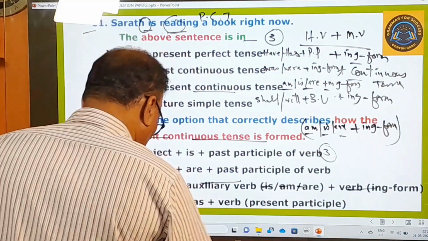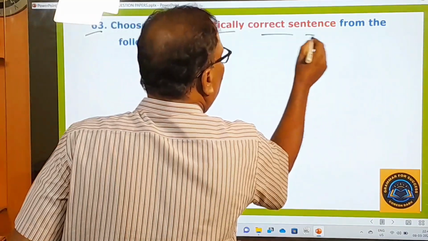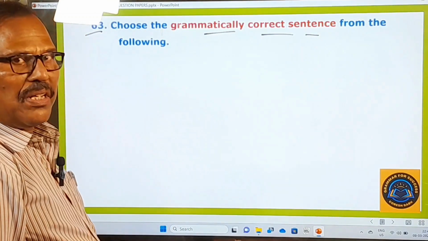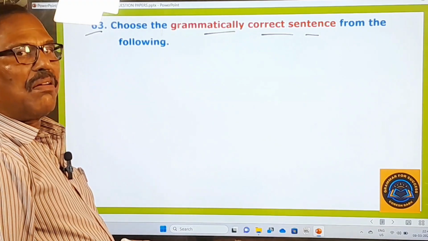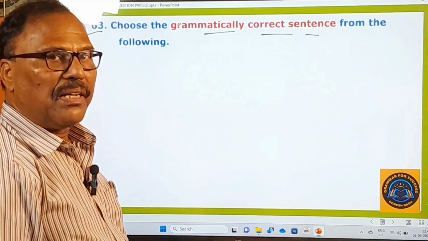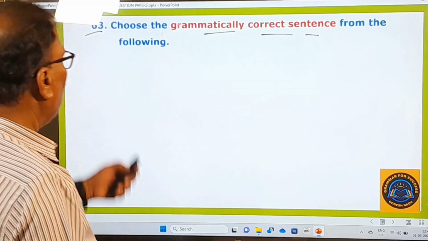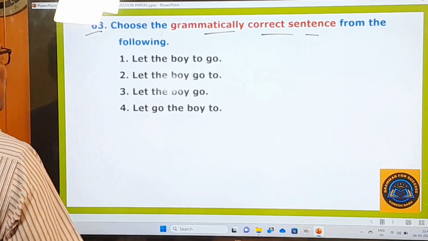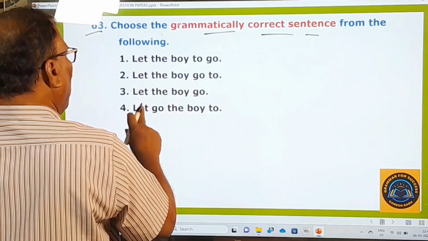Now let's move on to the next question. 63rd question. Choose the grammatically correct sentence from the following. Here 4 options are given, and out of these, one option is the grammatically correct sentence that we have to choose. What are the options? Let the boy to go, let the boy go to, let the boy go, let go the boy to.